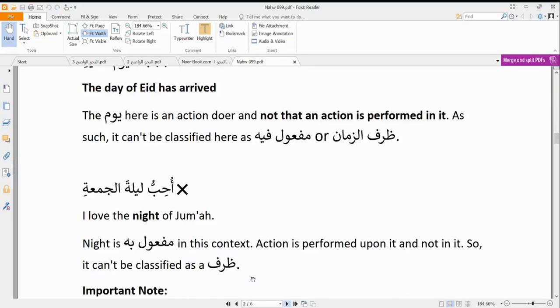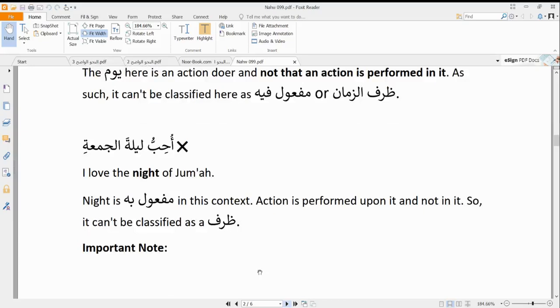Another example, we say uhibbu laylat al-jum'ah, I love the night of Jum'ah. You can see that the layla in this case is actually the word upon which the action is being performed, so it is a maf'ul bi, and it will not be functioning as a zarf, rather it will be functioning as a maf'ul bi. So that is an important note for us to understand about zarf zaman wal makan.